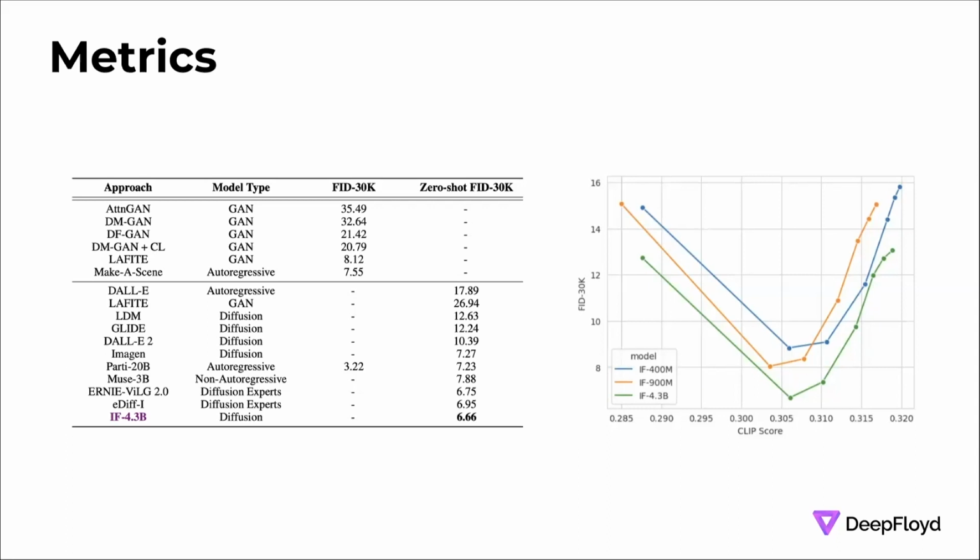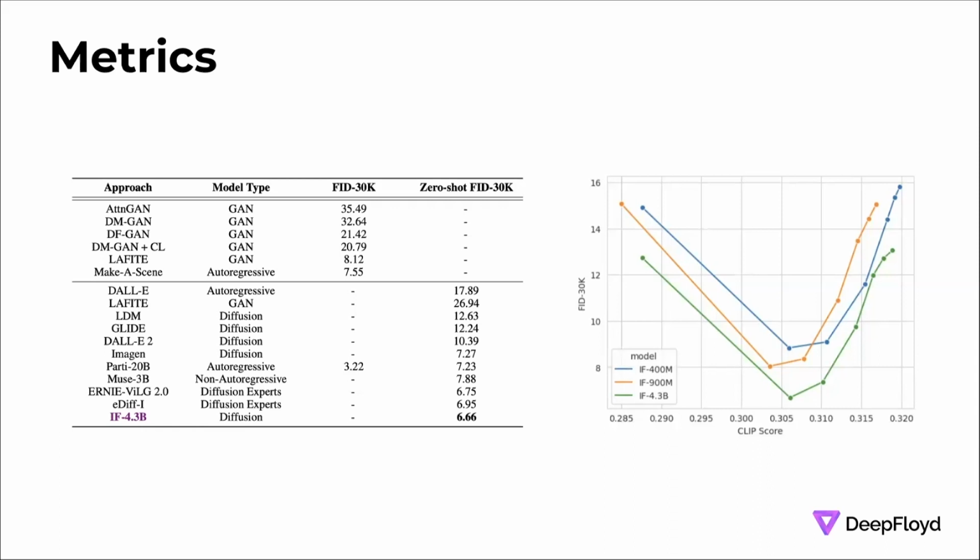Also, you can see the Imagen model here. It's 7.27, so it's like our parent ancestor. Yeah. FID score, the lower the better, and we can see that our result is 6.66, and at least for now, it's the best result.